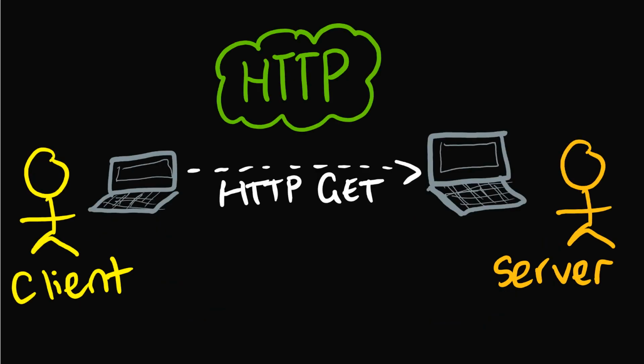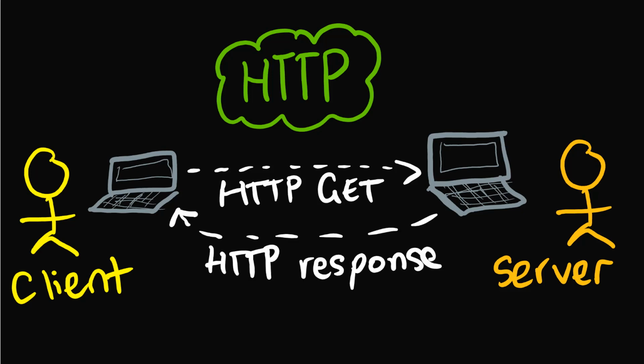This is where HTTP comes into the picture. The client requests the resource via a HTTP GET request, where it sends the server a message asking for a specific resource. The server then responds to the request by sending back the requested resource.